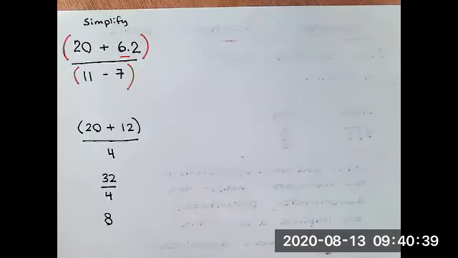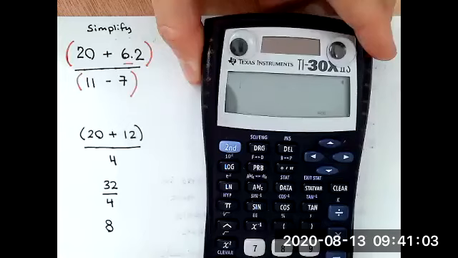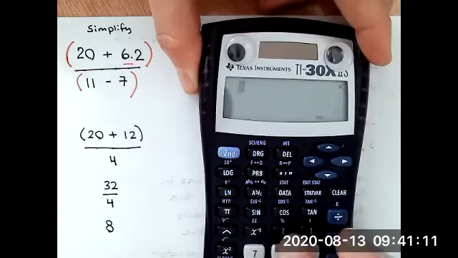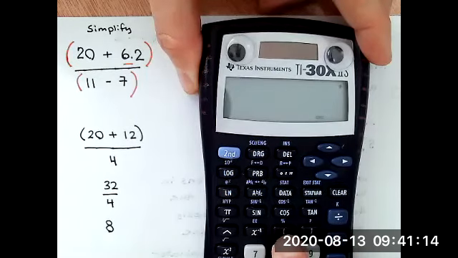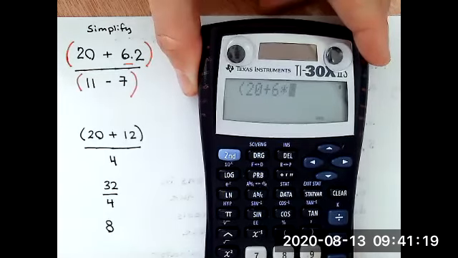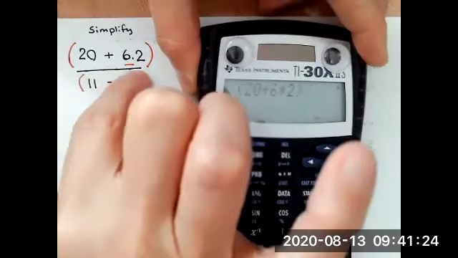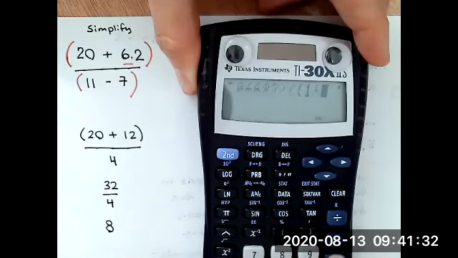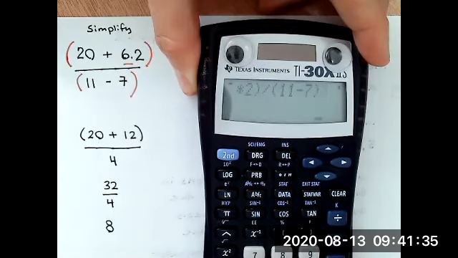All right, once again, let's practice checking it with the calculator. So left parentheses, 20 plus 6 times 2, close the parentheses, and then fraction, which is divided by, parentheses, 11 minus 7, close the parentheses. And there you go.